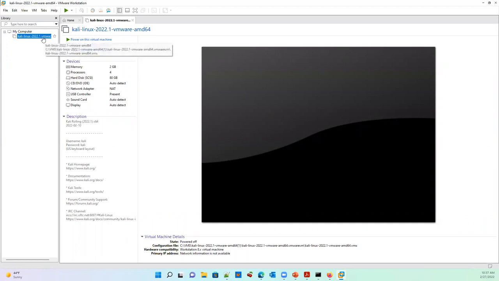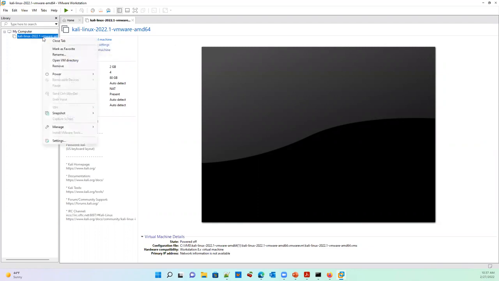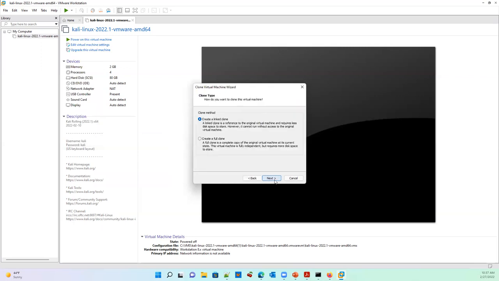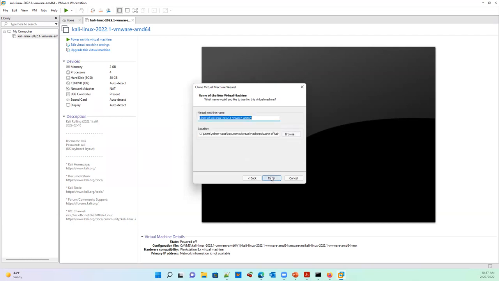Here, I want to show you, I have a Linux. The good thing about this one is you can clone it. So I can have two Kali at the same time.